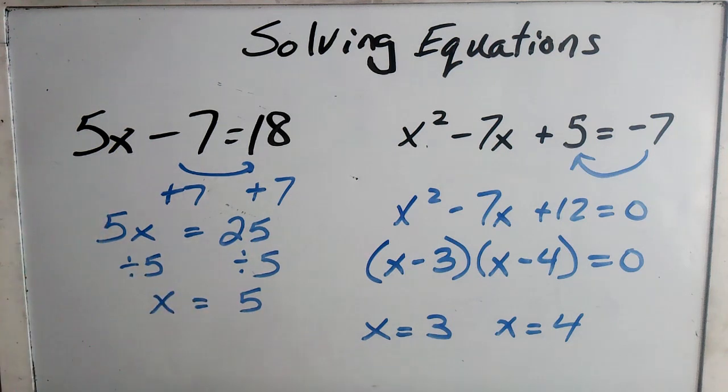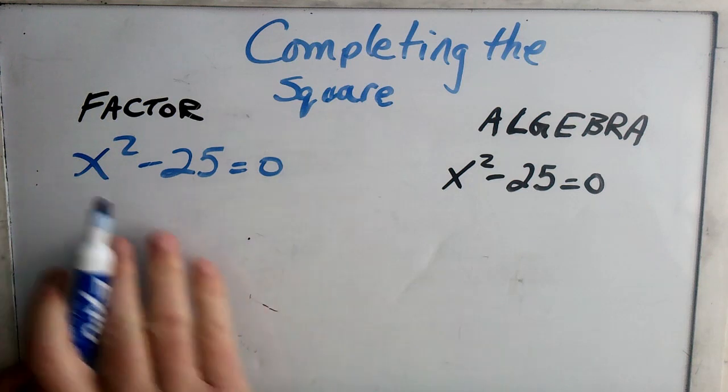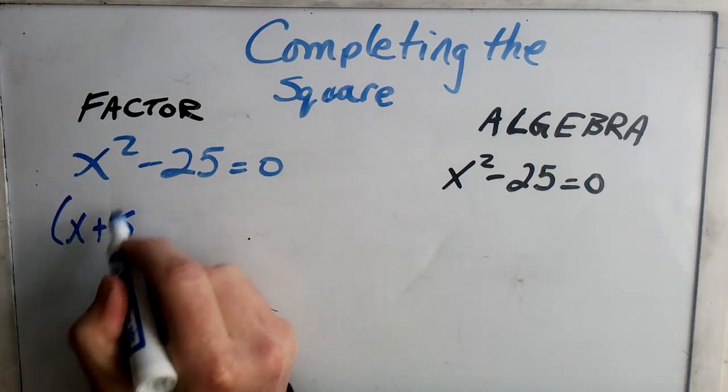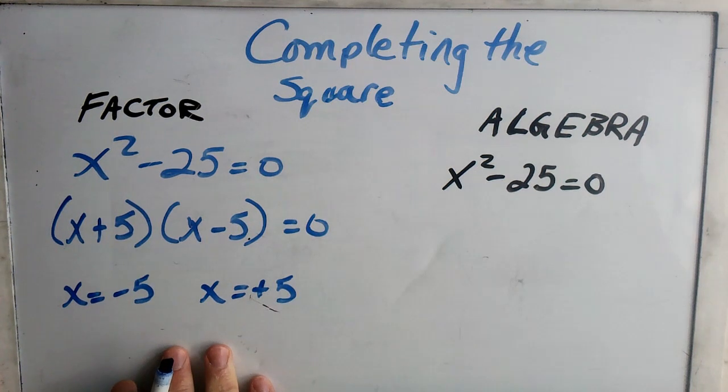Now the problem is, what if we can't factor it? And that's where we're going with complete the square. So just to show that we can do both methods, we're going to start with factoring. And we get 2 solutions. And that's what we've been doing in the past.